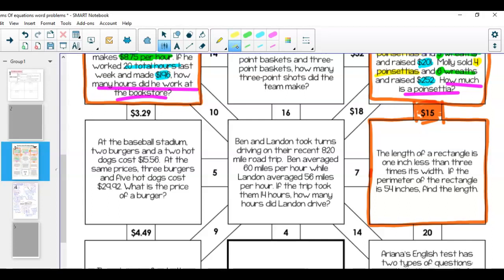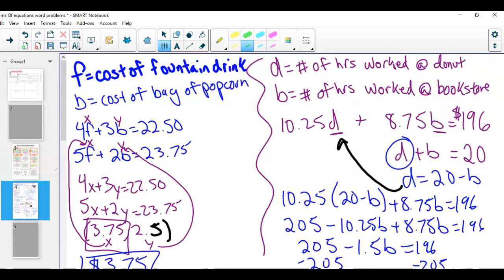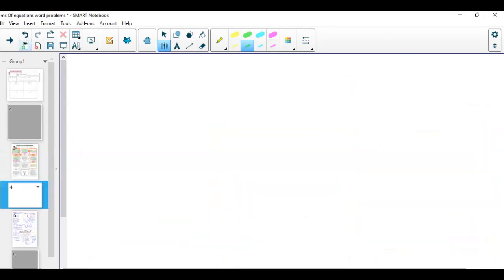So here, the length of a rectangle is 1 inch less than 3 times its width. Then, something else that's really important, they tell us that we're dealing with perimeter. And that the perimeter of this is 54. So with this, we have to go back and remember, how do we find perimeter? Right, so remember that perimeter is 2 times the length plus 2 times the width.